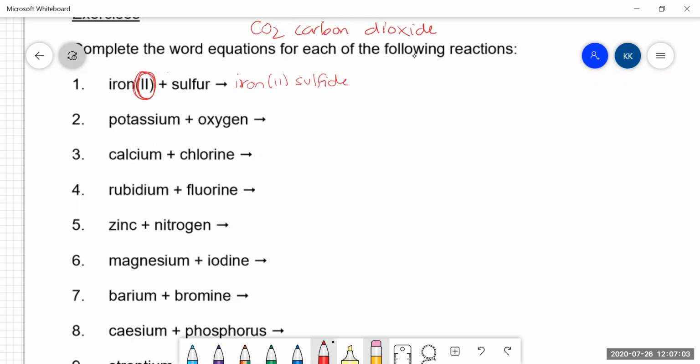Notice that sulfur is spelled with an F, not a PH. The old way to spell sulfur was with a PH. Now this is not an Americanization. This is a recognition of the original Latin spelling, and that has been accepted by the Royal Society of Chemistry. In Australia, we've been spelling sulfur with an F since 1981. So sulfur has an F. All right, pause the video and try the next one.